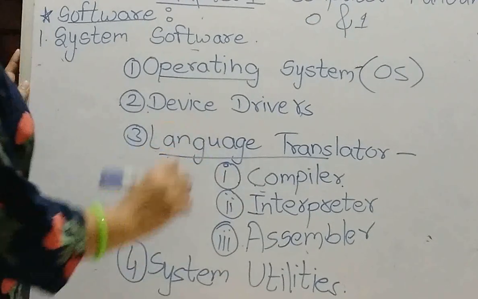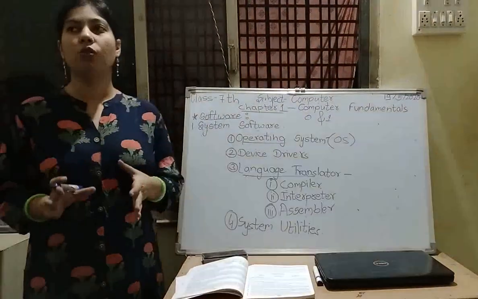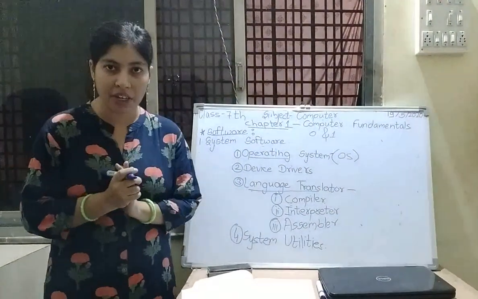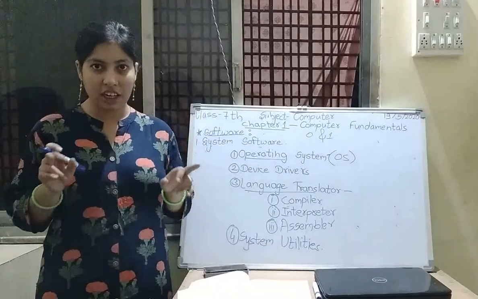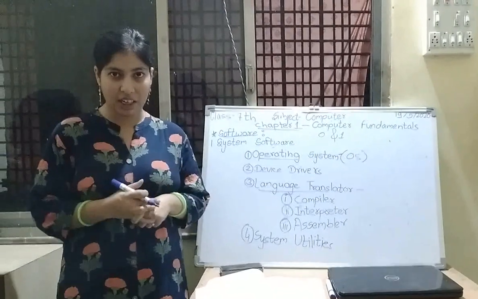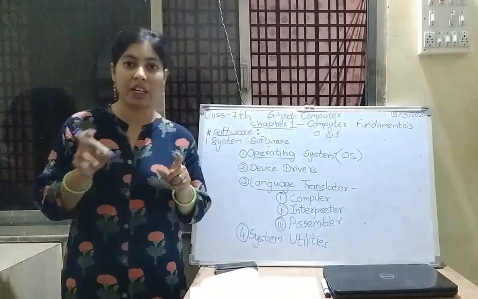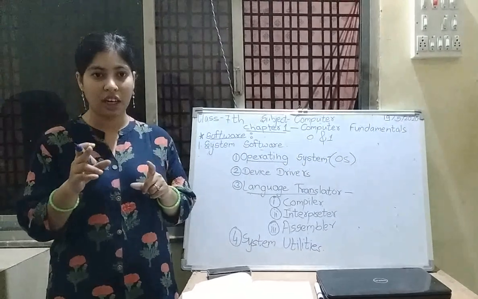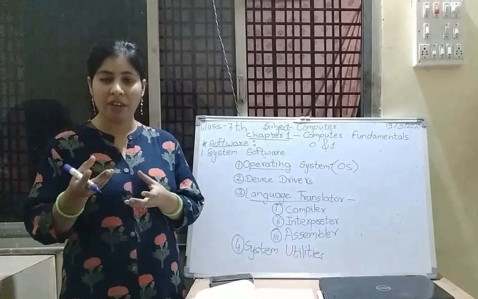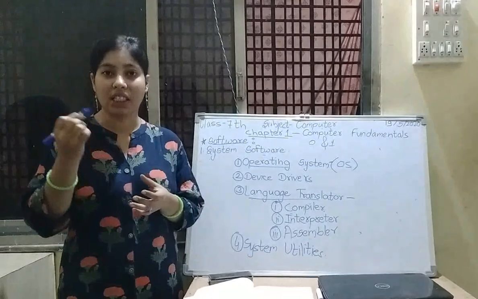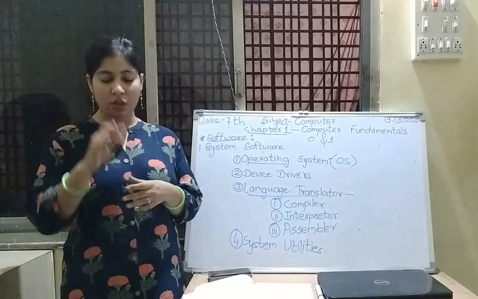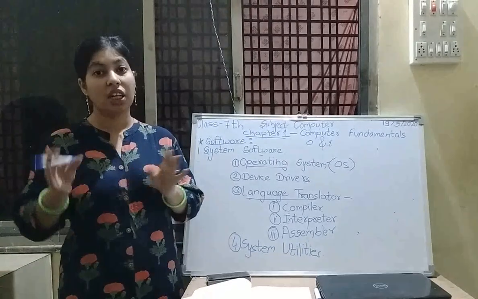Now what does the compiler do? The compiler converts our high level language. High level language means the text in which we write in English language. We write programs in English language. Last year we wrote programs in English language in QBasic. So the language written in English, in which we write our program, is known as high level language in computer.